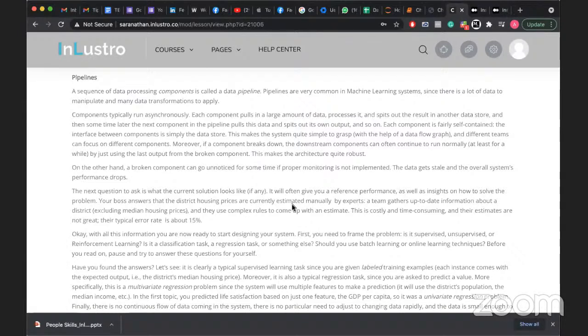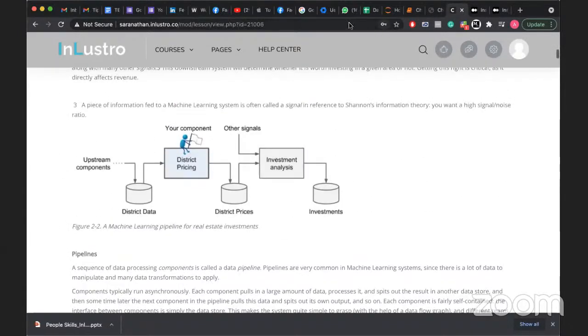So we have clear separation of concerns. If a component breaks down, the downstream components can continue to run normally by just using the last output from the broken component. So this makes the architecture robust. So for example, if we take that there is a particular breakdown here, right? If this component breaks down, right?